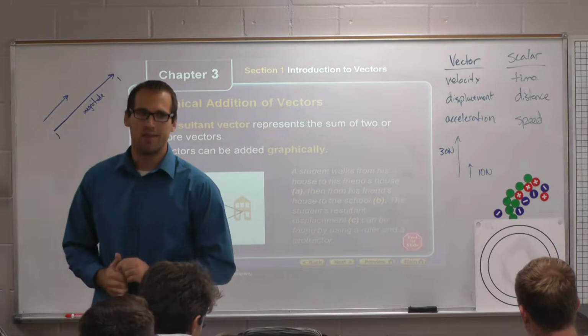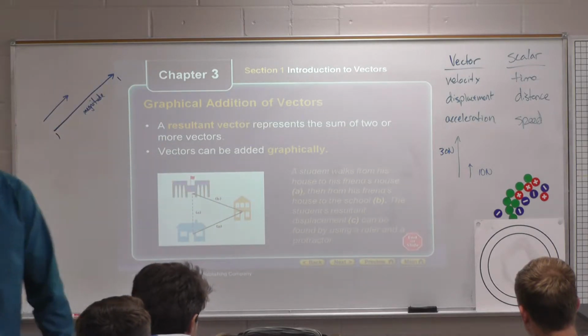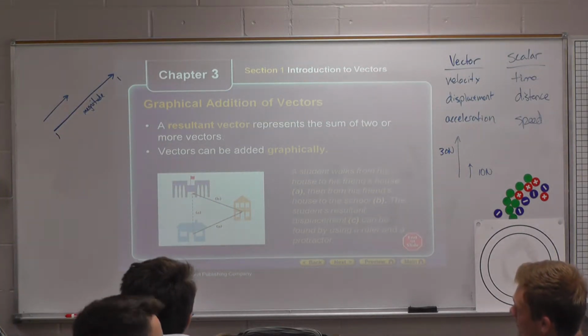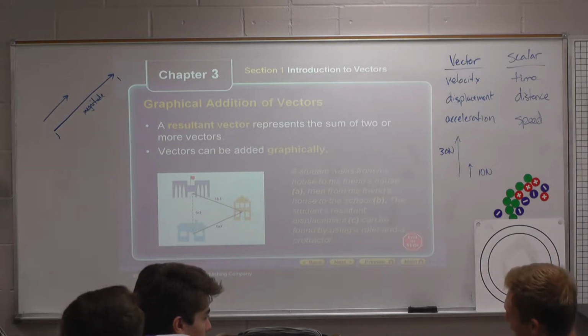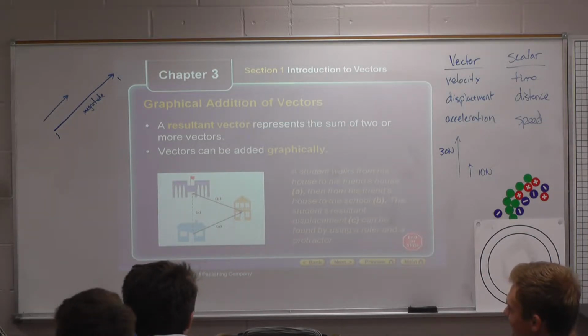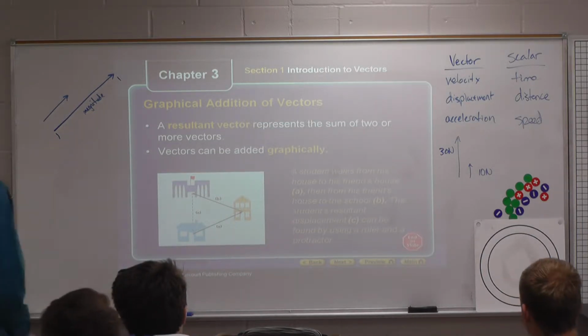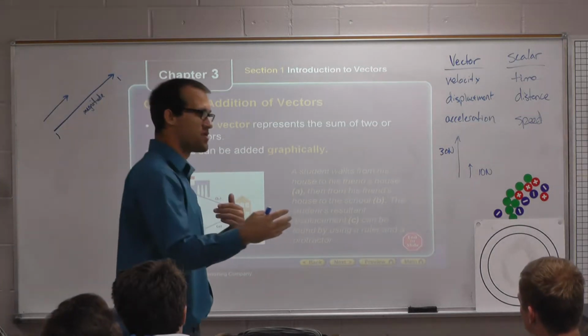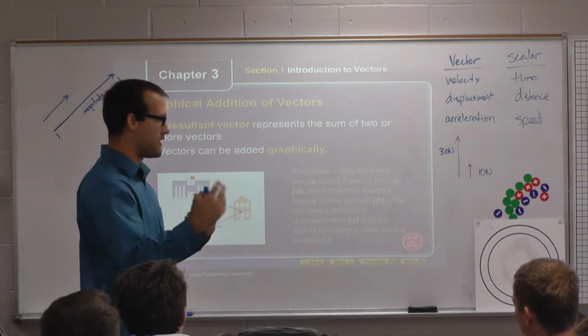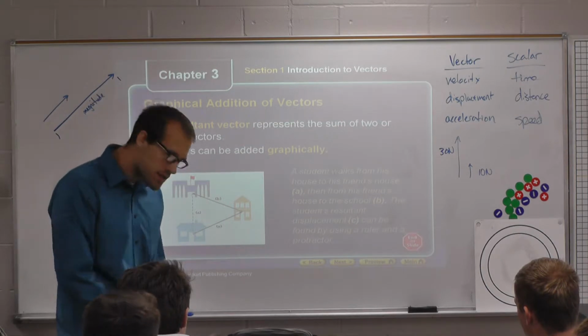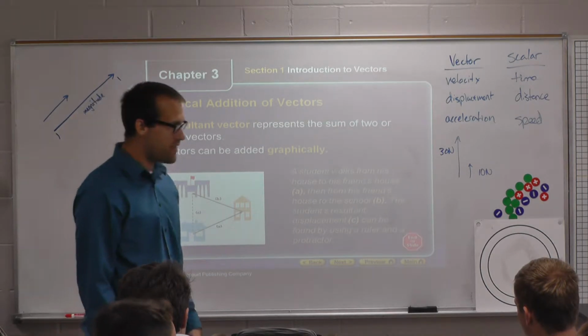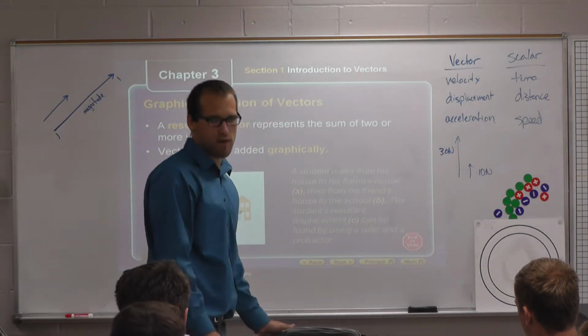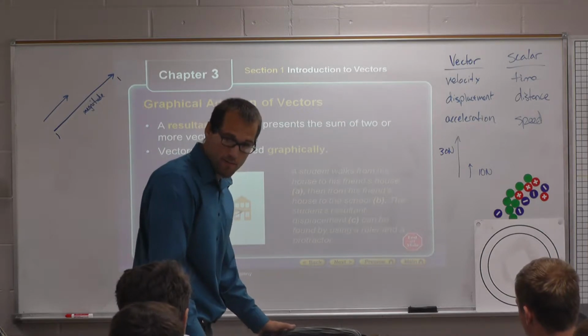Okay? Where do we get direction, do you think? The way it's pointing. Nice. Okay? So, a vector is represented by an arrow. The length of the arrow tells you the magnitude, whether it's velocity, acceleration, you name it, force. And the direction it's pointing is the direction that it is going.